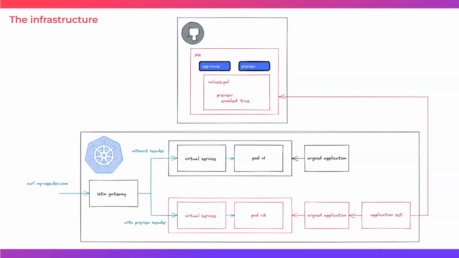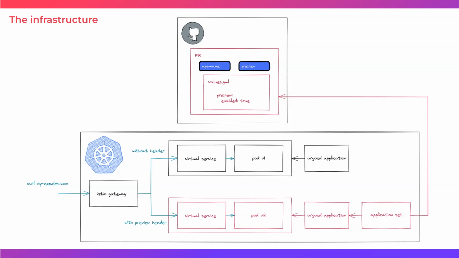The labels we decided on were preview and the application name. If this kind of pull request is generated, the application set will deploy an Argo CD application, and this Argo CD application will deploy the application, but with the manifests that are present on the branch the pull request originated from.